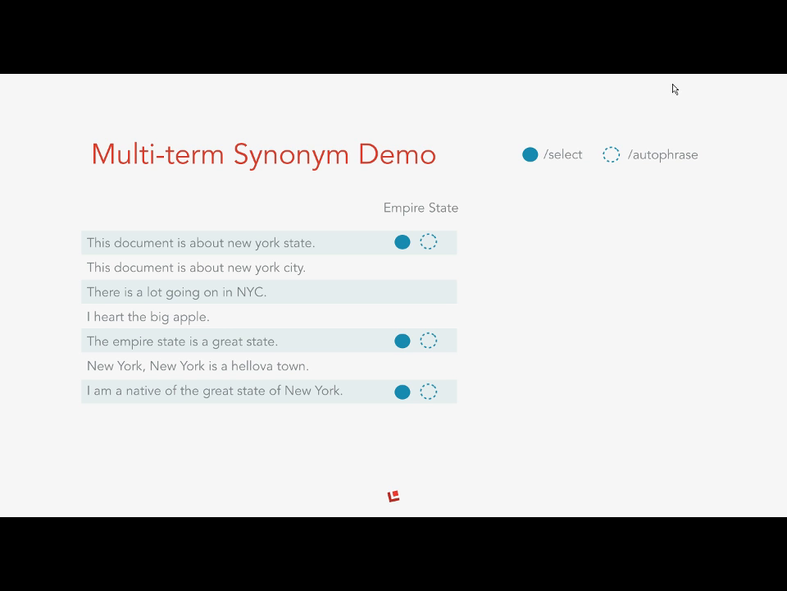However, there's a simple explanation for why the select handler is working, and it gets to how it actually does work. If you notice, all the documents that come back have either the token state or the token empire in them. So this is a bit of luck on that part of the select handler. It's not looking at phrases, it's looking at individual tokens.